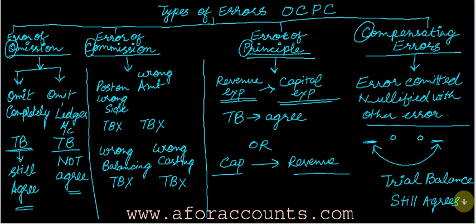So this was all about the types of errors: errors of omission, error of commission, error of principle, and compensating errors. Small questions can form part of your theory portion in exams, and you will gain more understanding as you do the practical questions. So let's start with them.